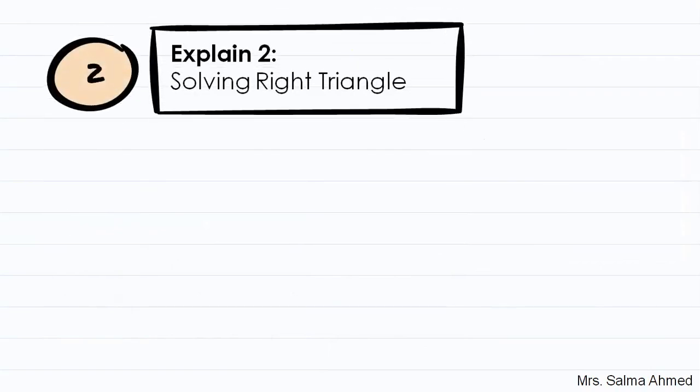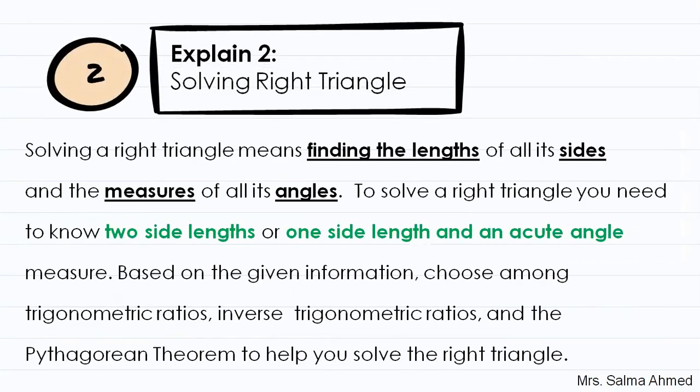Explain 2 solving right triangle. To solve a right triangle, it means you have to find the length of all its sides and the measure of all its angles. To solve a right triangle, you need to know either 2 sides length or one side length and an acute angle measure. Based on the given information, choose among trigonometric ratios, inverse trigonometric ratios, and the Pythagorean theorem to help you solve the right triangle.